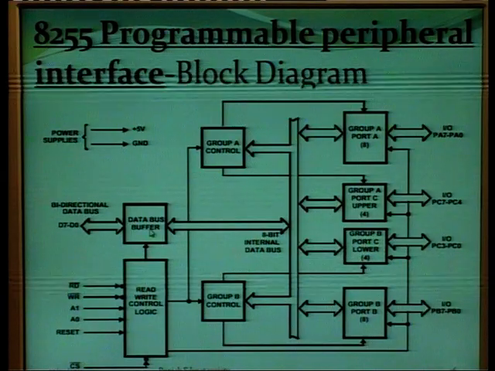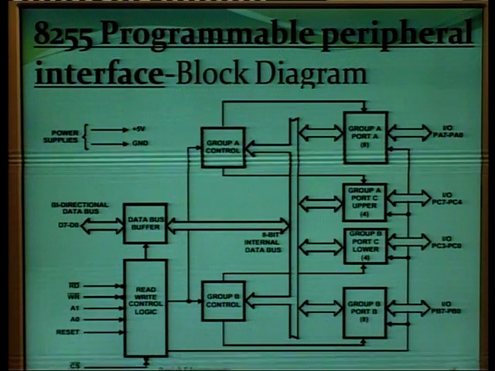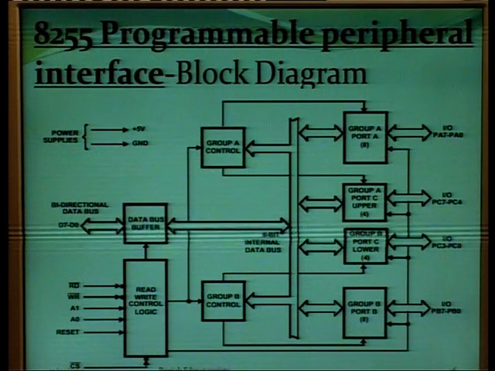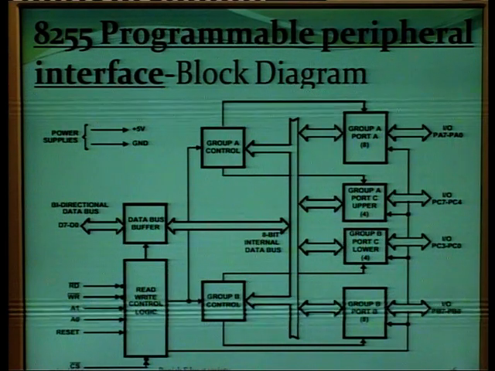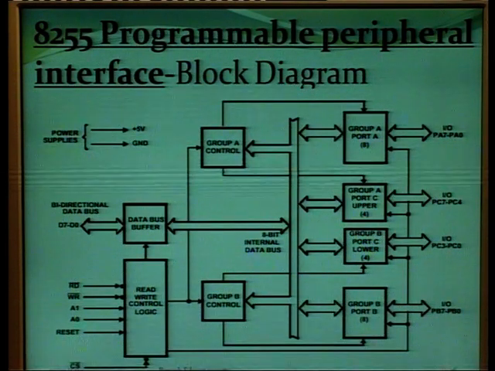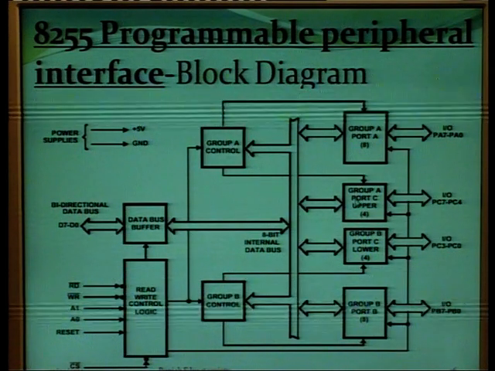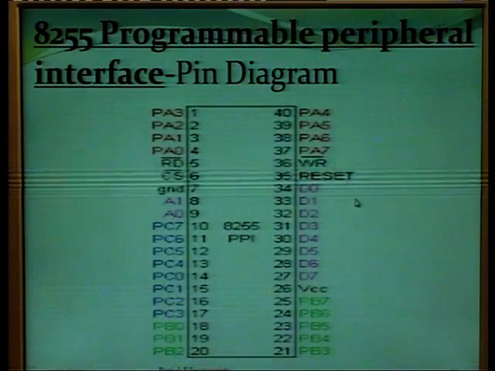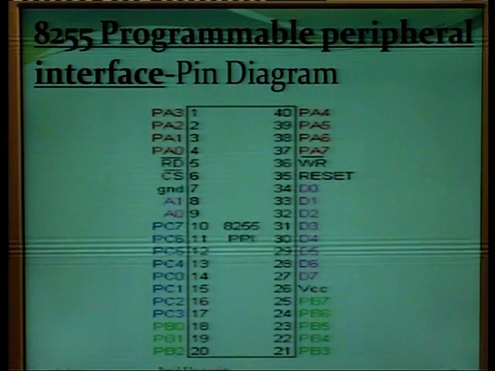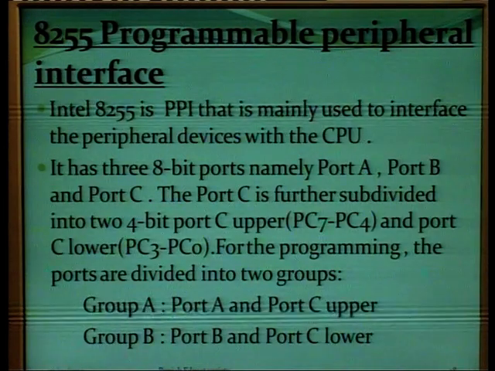It is having a data bus buffer to transfer the data from 8085 and it is also having a read write control logic. There are total 40 pins. Out of these 40 pins, these 24 pins are used for input output functions. This is the block diagram of 8255. It is a 40 pin IC.